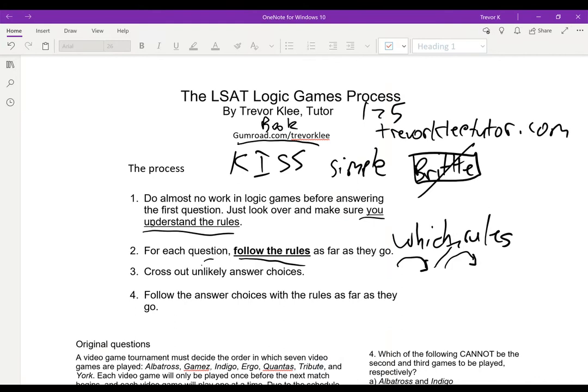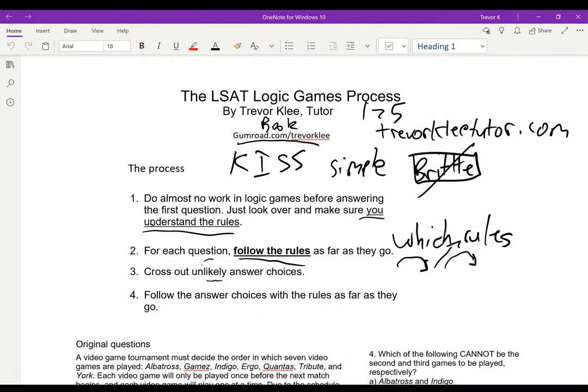Once I've followed the rules as far as I can go with the question, I cross out my unlikely answer choices. So this is a pretty important step. I should have a pretty good idea of which ones are easier to do, which ones are harder to do. So for instance, if it says what must be true, and the video game with a bunch of restrictions on it is first, well, that can't be right. If it has a bunch of restrictions on it, it probably doesn't have to be true that it's, I don't know, last, if most of the restrictions are pointing to it not.